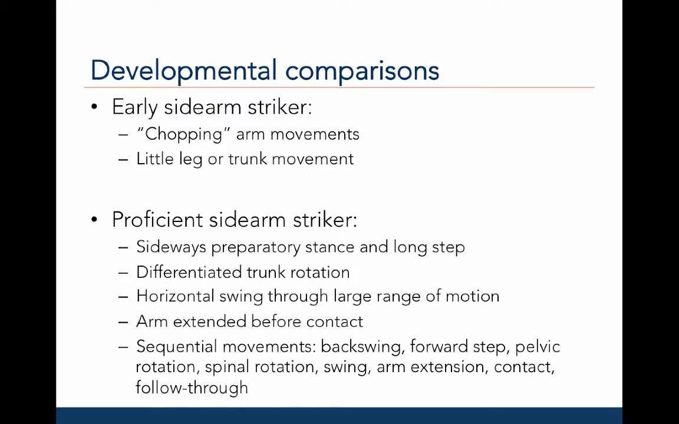Let's summarize the differences in early and proficient sidearm strikers. The early strikers' arm movements are characterized as chopping motions with just elbow extension. There is very little leg and trunk movement.